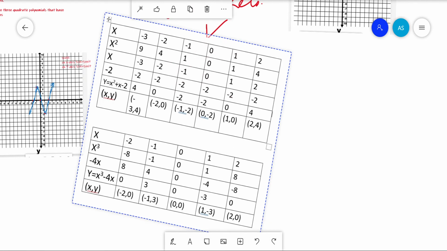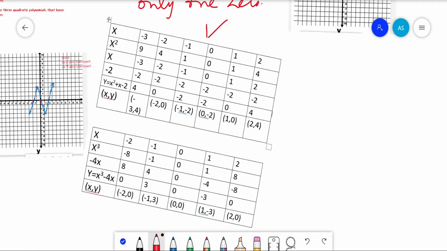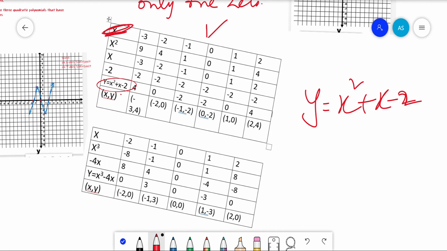So first I am considering the quadratic polynomial y is equal to x square plus x minus 2. You have to find out the zeros of this first. If you find the zeros, then we can identify the x values, what x values you have to consider.